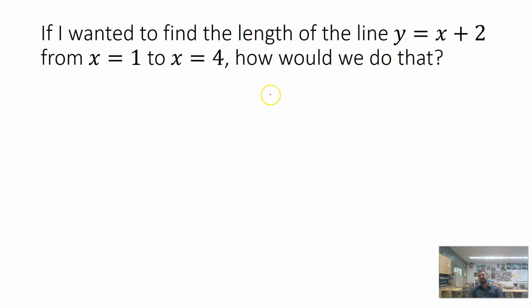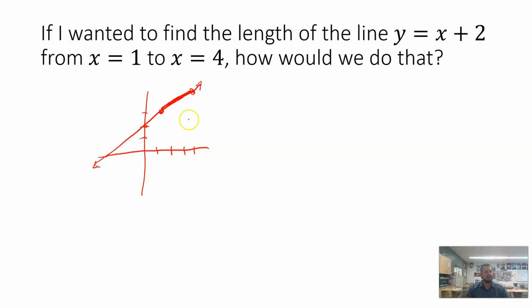Let's say I was looking at this function right here, y equals x plus 2. Now to draw that function, I would just go up 2. Then from there, I would go up 1 over 1, and I would just have a straight line that looks like this. And let's say I wanted to know how long that line was from x equals 1 to where x equals 4 on this function. So I was looking for this length that I have right there.